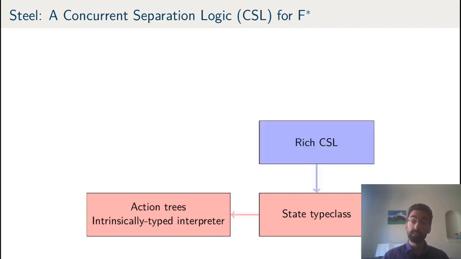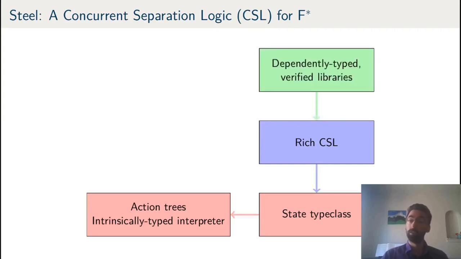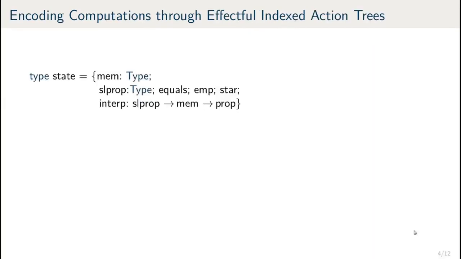We then instantiate this state type class with a rich concurrent separation logic that we're going to talk about more in detail later, and that provides the basis for our program logic in Steel. And finally, on top of this program logic, we can implement dependently typed verified libraries. Let's have a look at how these different components work, starting with our core semantics.